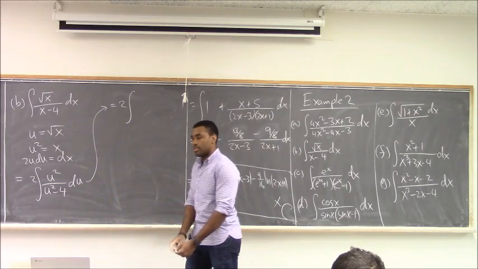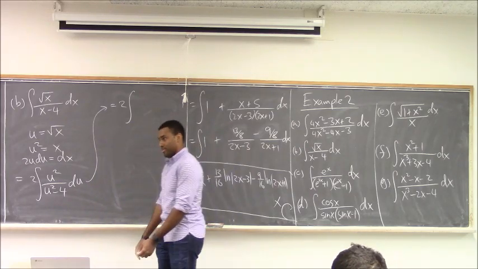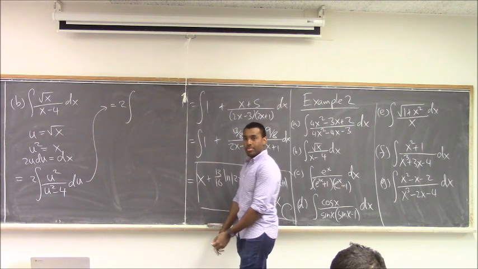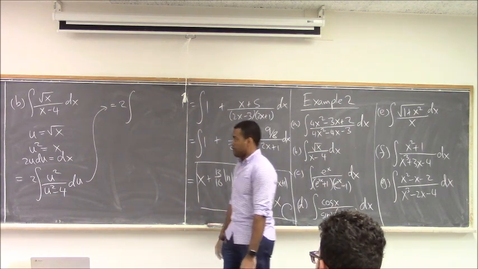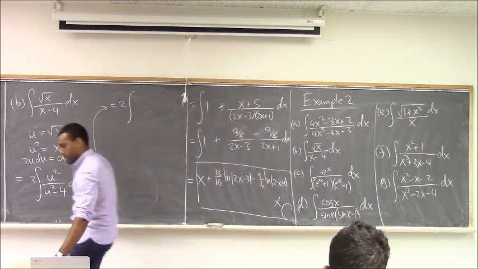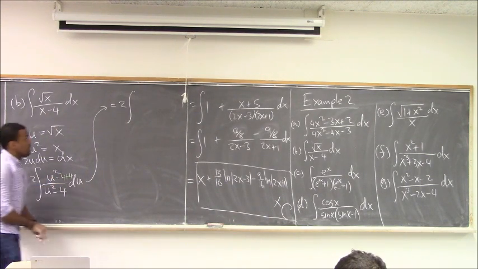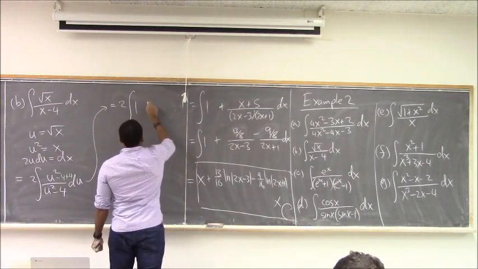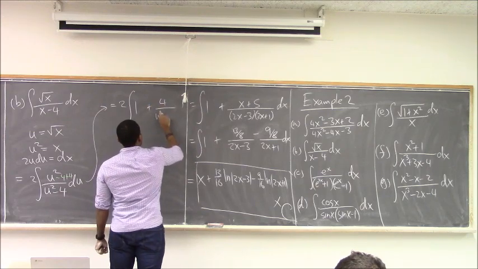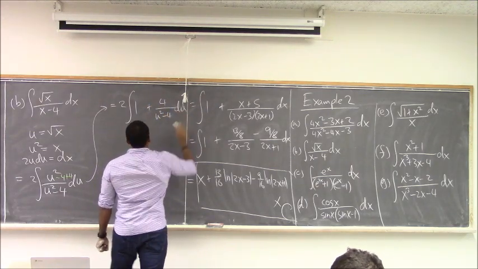Got everything by u squared? No. Bring the numerator to the top. Bring the denominator to the top. It's not proper. Subtract 4, add 4. This goes to 1 plus 4 over u squared minus 4. How do we continue?